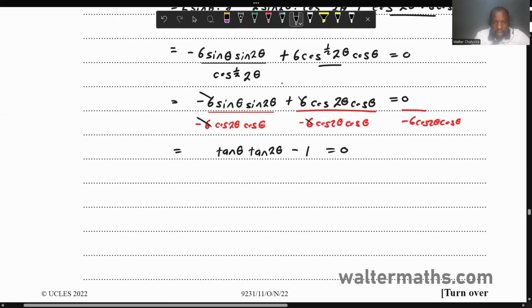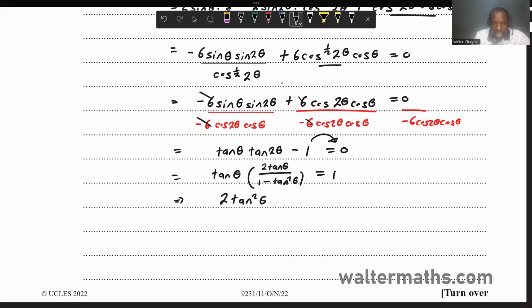So it's like we have tan theta times tan 2 theta, and for tan 2 theta, we can use the identity, that's 2 tan theta over 1 minus tan squared theta. And I'll take the minus 1 to the right, so it's equal to 1. So basically, if we multiply both sides by 1 minus tan squared theta, we'll be having 2 tan squared theta is equal to 1 minus tan squared theta. All right. So now, if we take minus tan squared theta to the left, it's 3 tan squared theta is equal to 1. So tan squared theta is equal to a third, which leads to tan theta being equal to plus or minus 1 over root 3.